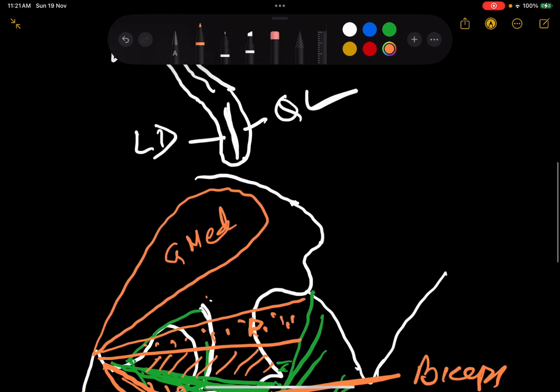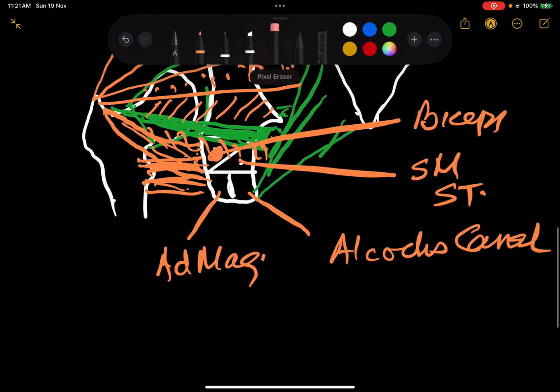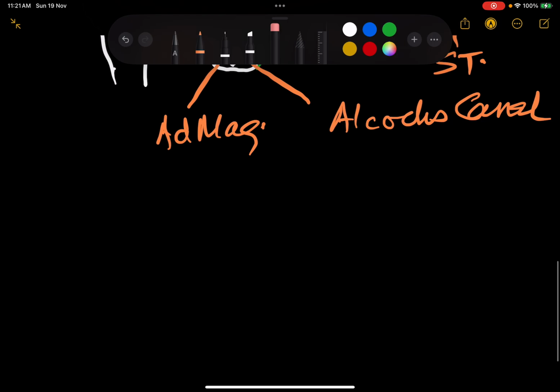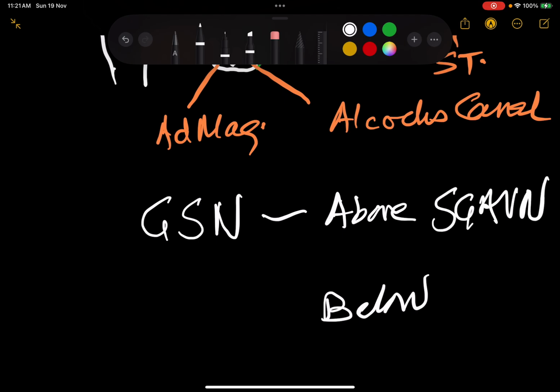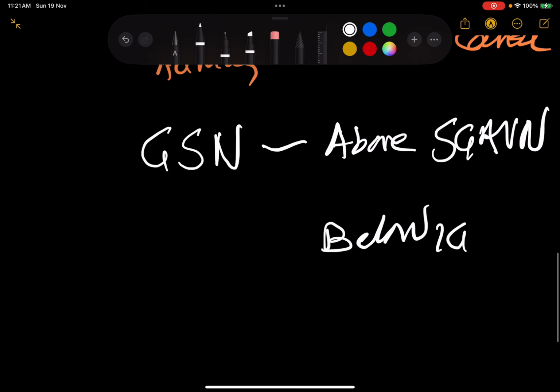What passes through the greater sciatic notch? Greater sciatic notch. Above the piriformis, below. Above: superior gluteal artery, vein and nerve. Below: inferior gluteal artery, vein and nerve. Three nerves and pin structures.